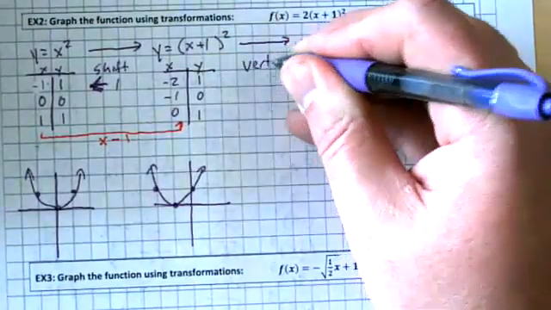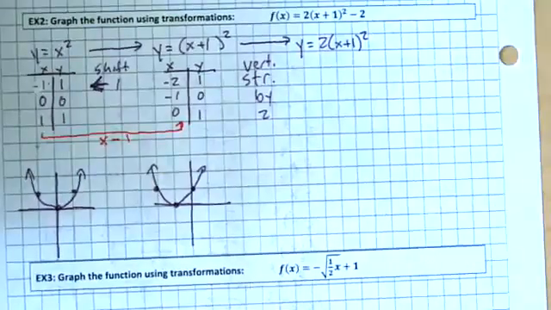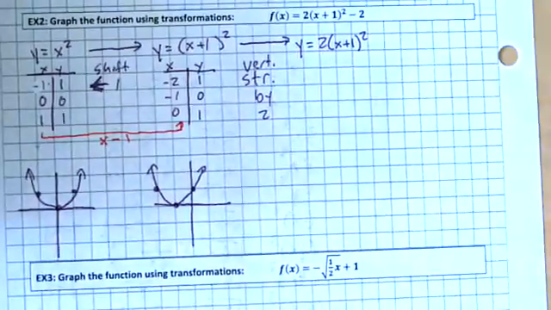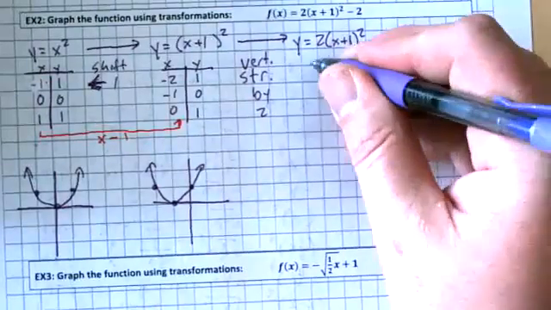Vertical. Vert stretch by 2. I'm okay with you abbreviating a little bit. Let's not go too crazy though. Like VS is maybe a little too much. Vertical stretch by 2. All right.